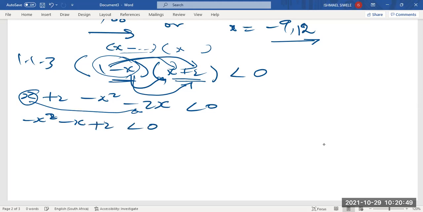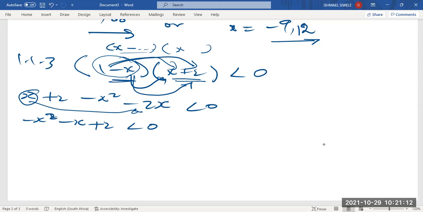Now, it is important for us to remember that we don't want to have a negative as the sign of x squared. So we have to divide by negative so that it can be positive. Now, the moment we divide by negative, our inequality sign changes. If it was less than, it becomes greater than.